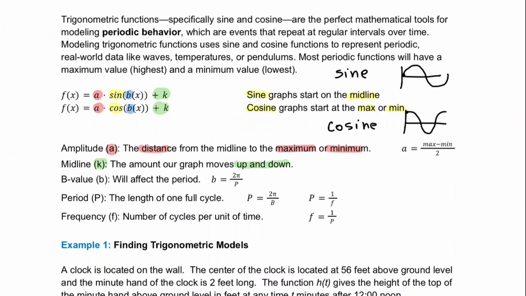B is a little confusing because B is going to change our period. And they'll normally use this equation: B is equal to 2 pi divided by P. Sometimes when they talk about the period, because period and B are related, the period is how long it takes to do one full cycle. So in order to find P, we do 2 pi divided by B. So that's what B tells us.